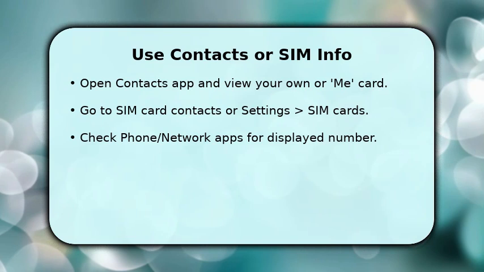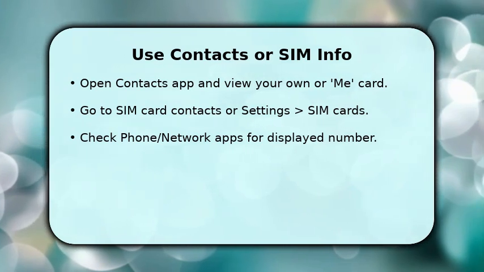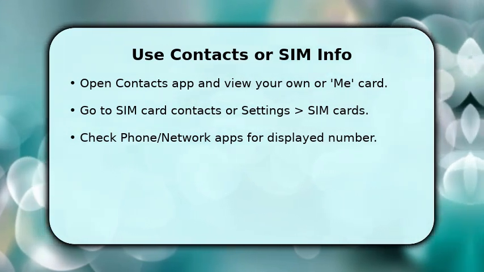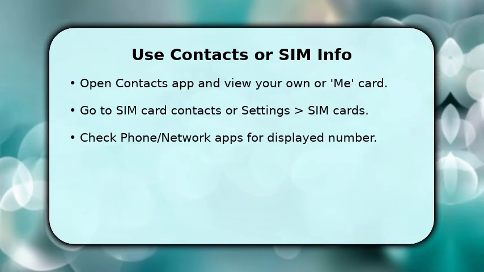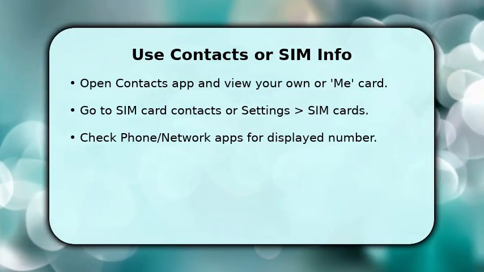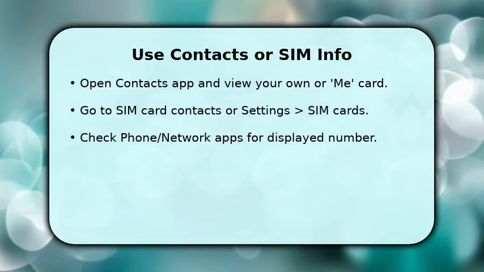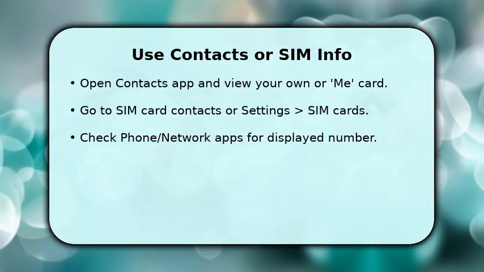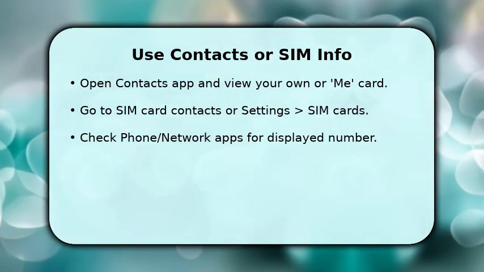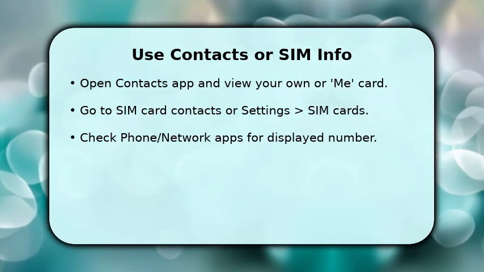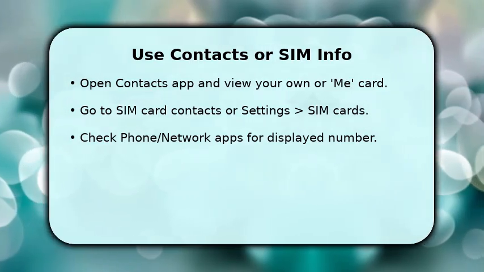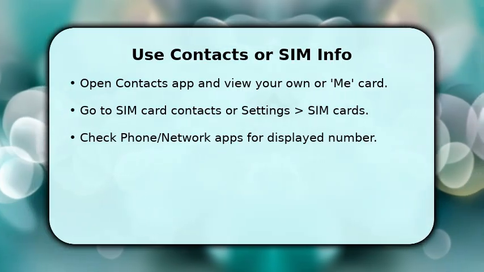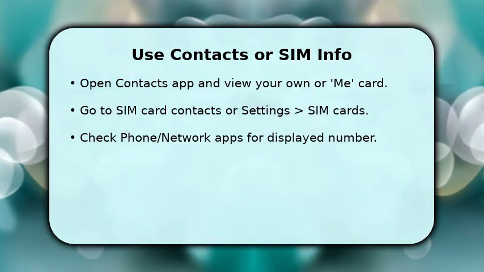Next, open Contacts and look for your contact labeled Me or My Info because Android sometimes stores your own number there. This reflects what apps use as your identity. If that's empty, open the Contacts menu and select SIM card contacts or settings, then SIM cards to inspect stored info per SIM. Also check the phone or network operator app. Carriers sometimes display the line number directly. Make sure to note which SIM slot is active if you have dual SIM.